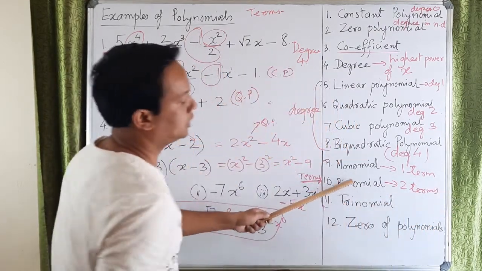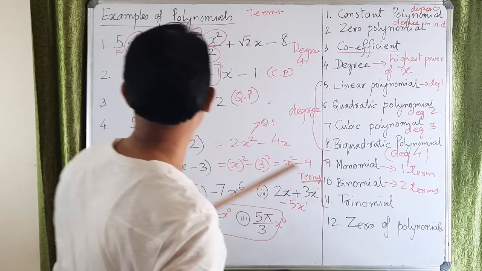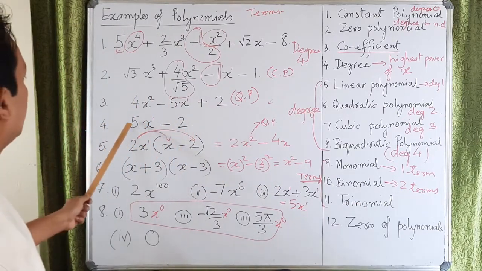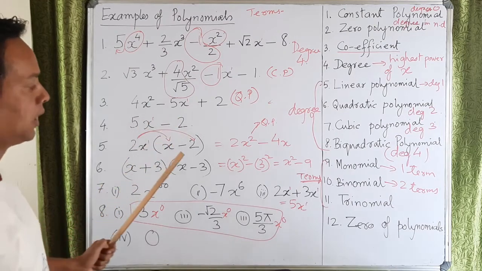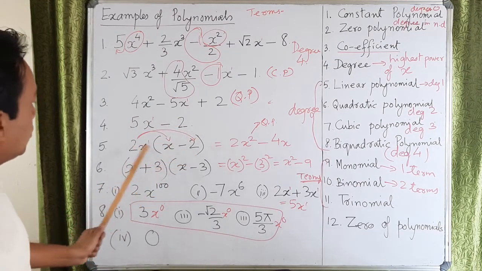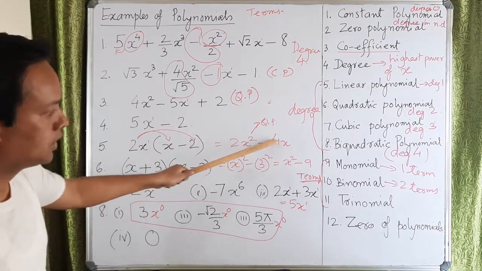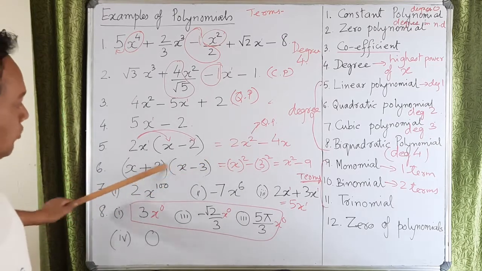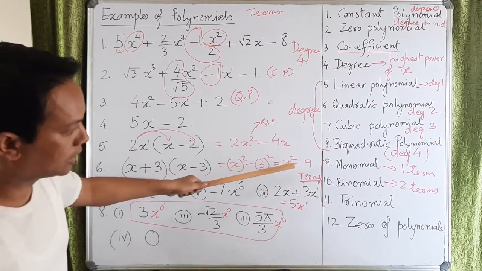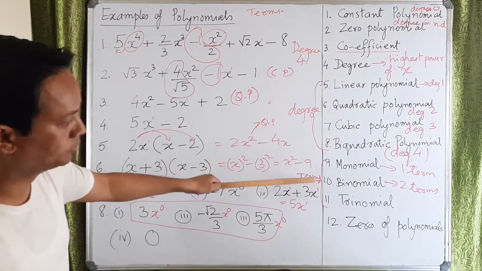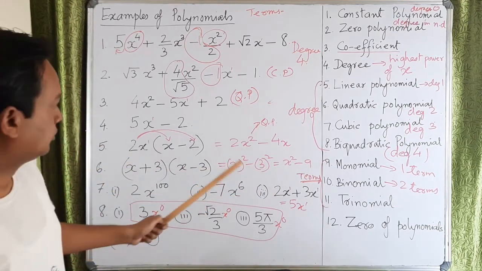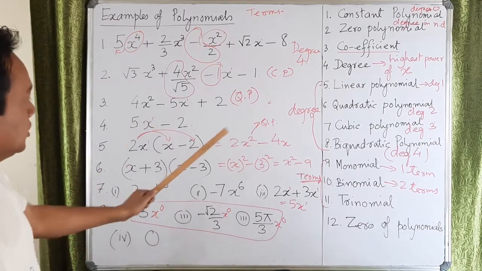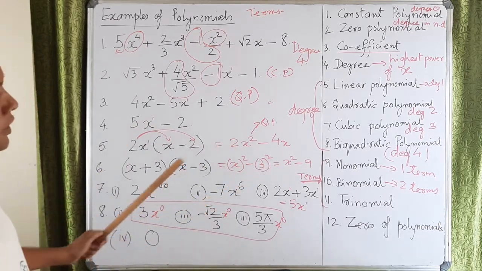And a binomial is a polynomial having only two terms. So which one has two terms? This one. This is a binomial. One, two terms. This one also, after multiplying, became two terms. Binomial. This one after multiplying became x square minus 9. How many terms? Count. One, two terms. So binomial. These are the binomials. So we have how many binomials? This is a binomial. This is a binomial. This is also a binomial.